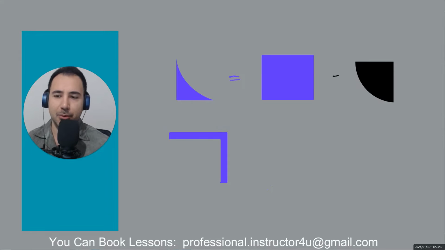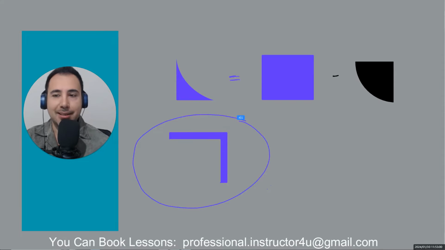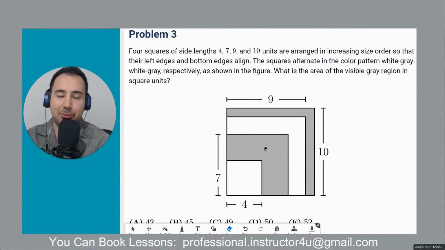So there was one problem 25 that had a super weird shape. Okay, so now that we know this, this is the idea of problem 3. Let's go and deal with problem 3.